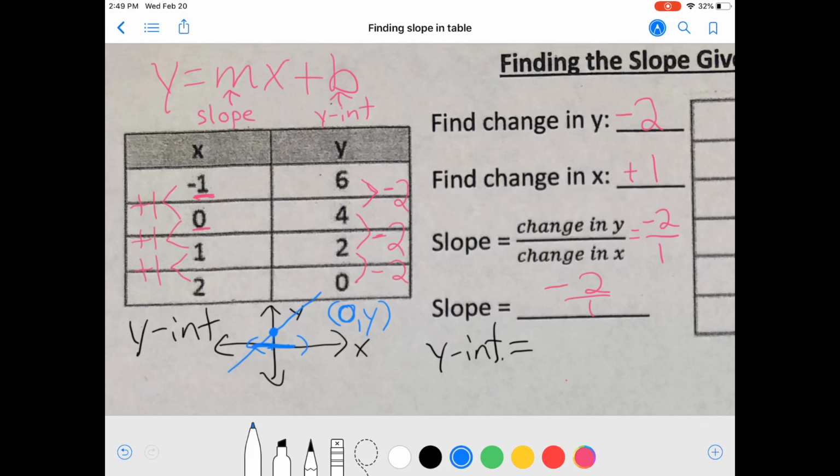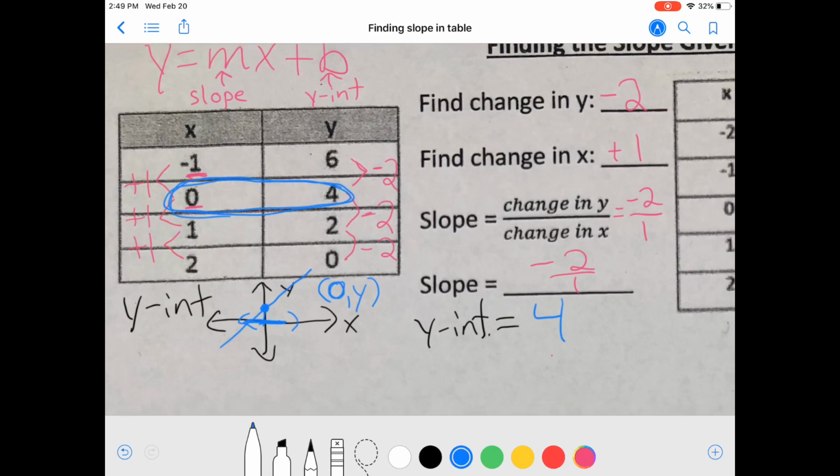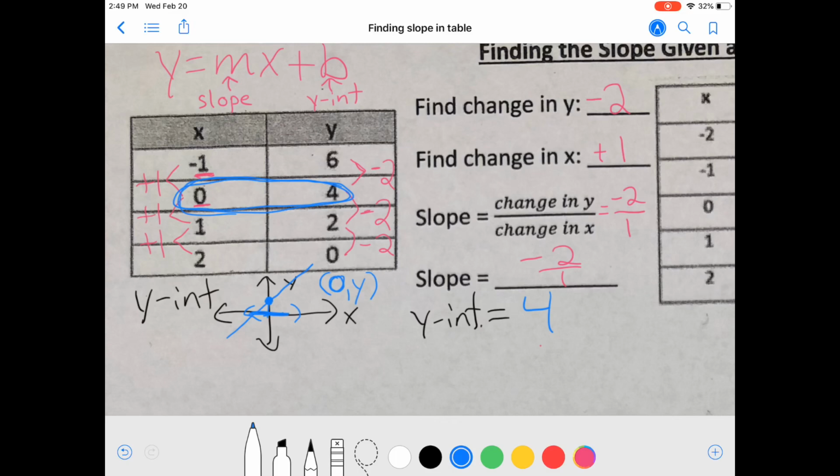So looking at our table, where is x equals 0? It is right here. So when x is 0, y is 4. So on our graph, the line would cross where y is 4. So our y-intercept is positive 4.